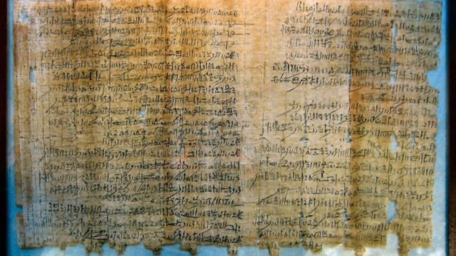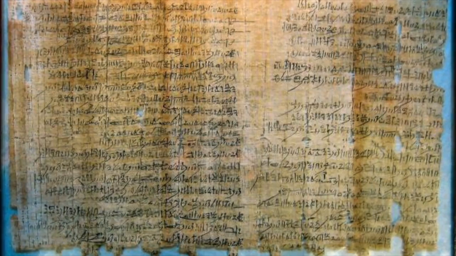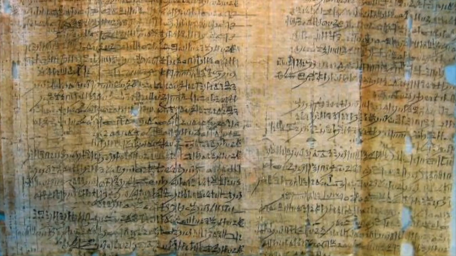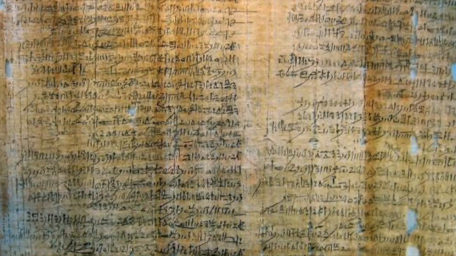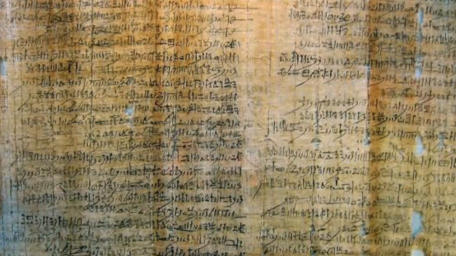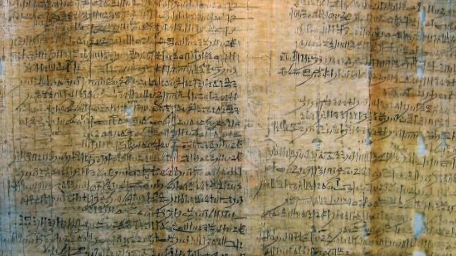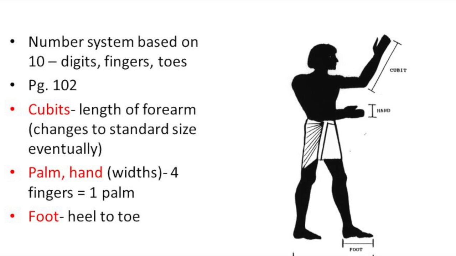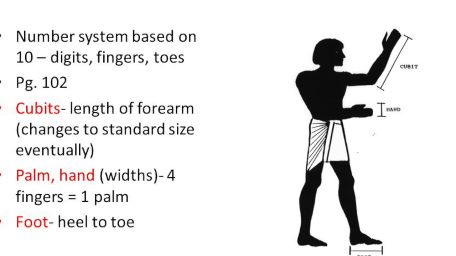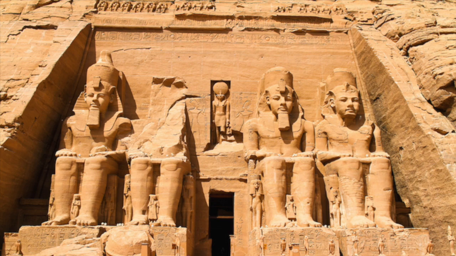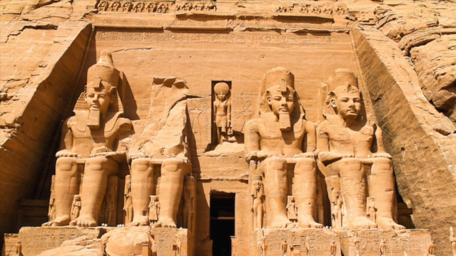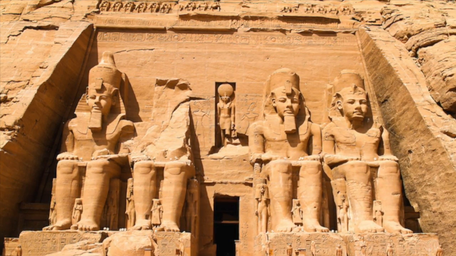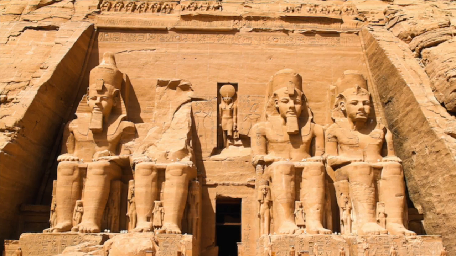The oldest mathematical text from ancient Egypt discovered so far is called the Moscow Papyrus, which dates from the Egyptian Middle Kingdom around 2000 to 1800 BC. The pharaoh's surveyors used measurements based on body parts. So, for example, a palm was the width of a hand, etc., to measure land and buildings very early in Egyptian history.